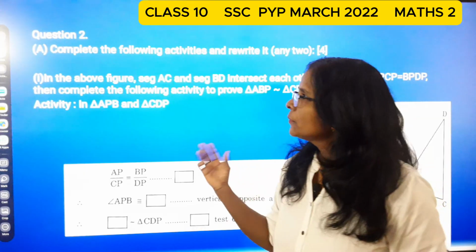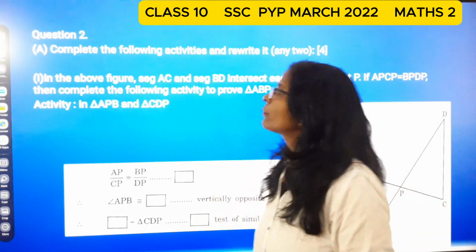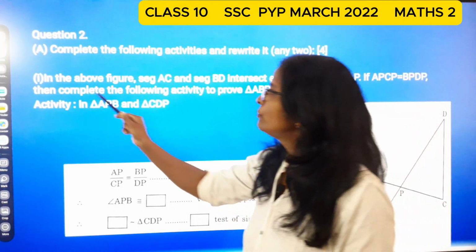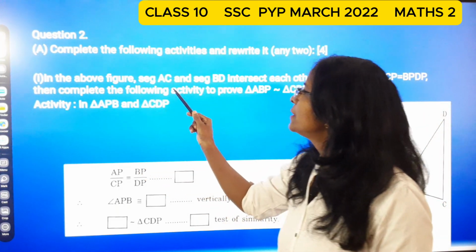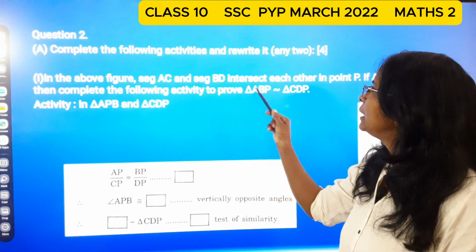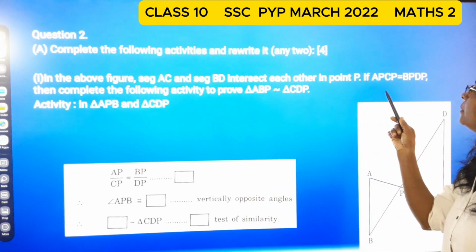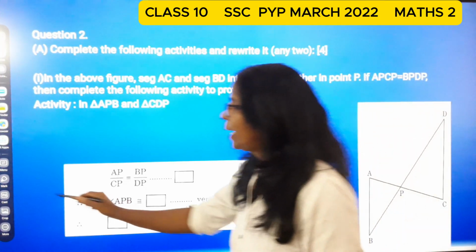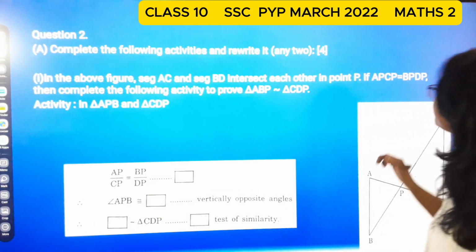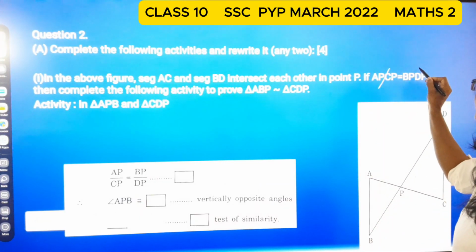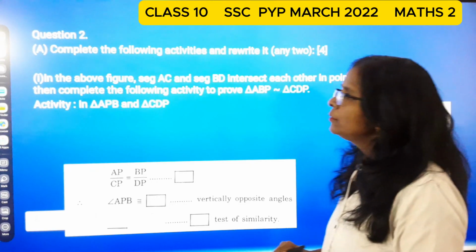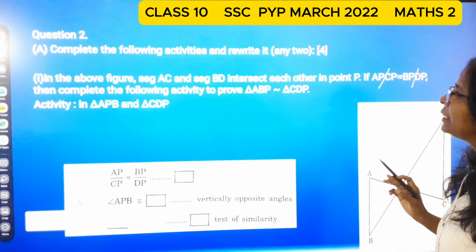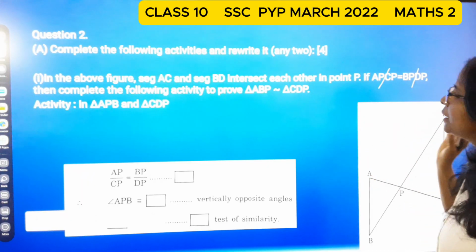Okay, then question 2, students: complete the following activities and rewrite it. The first one is: in the above figure, segment AC and segment BD intersect each other in point P. If AP upon CP is equal to BP upon DP, then complete the following activity to prove that triangle ABP is similar to triangle CDP.